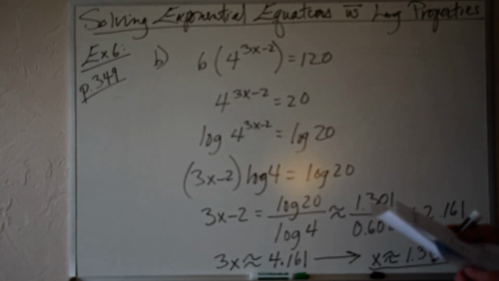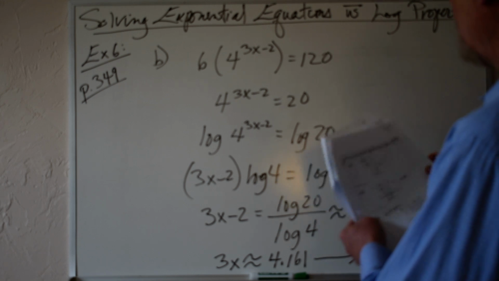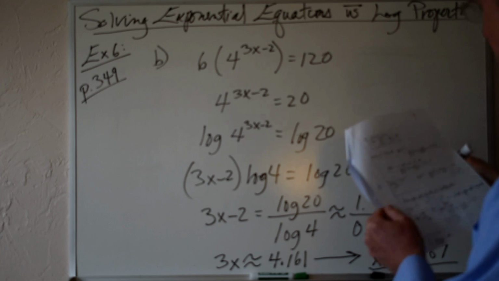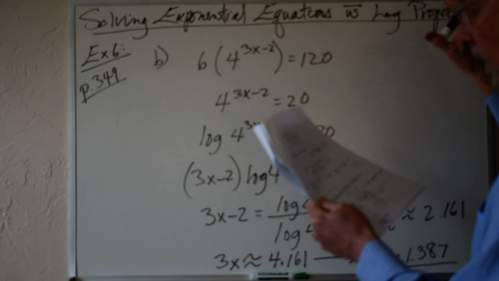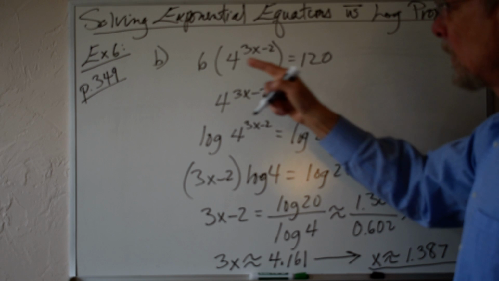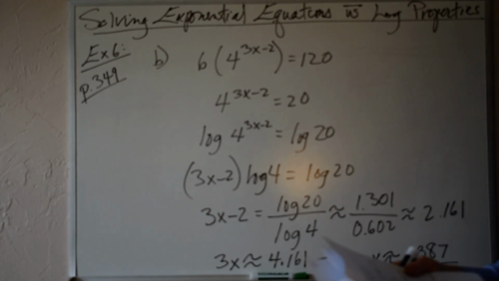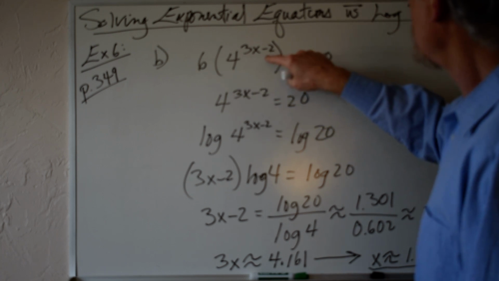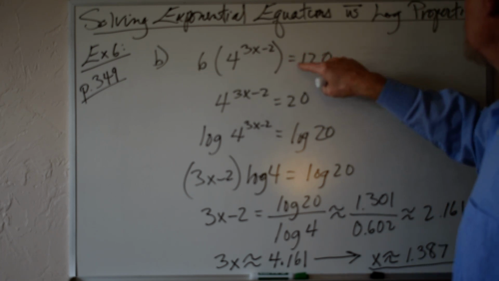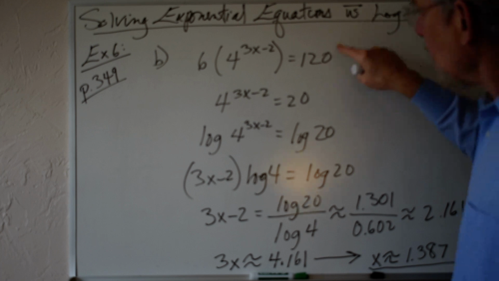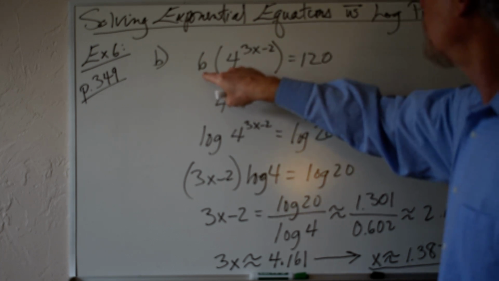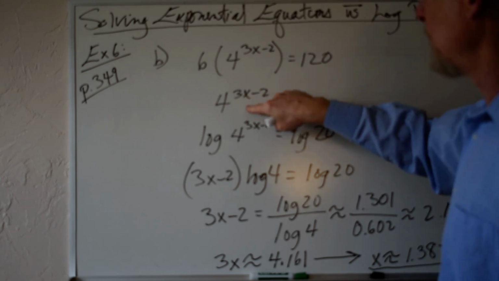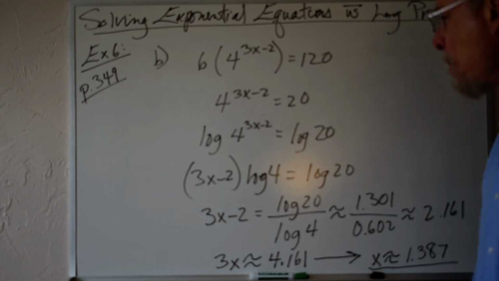Next topic, solving exponential equations with log properties. Let's look at example 6 on page 349, part B. 6 times the quantity 4 to the power 3x minus 2 equals 120. First thing clearly to do, divide each side by 6. That cleans things up a bit. Now we have the exponential expression by itself.